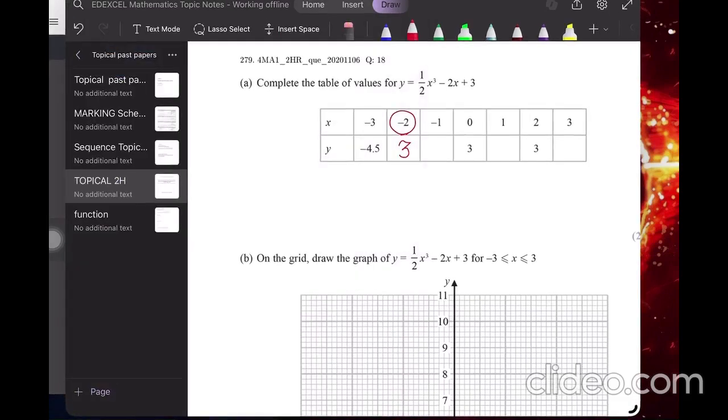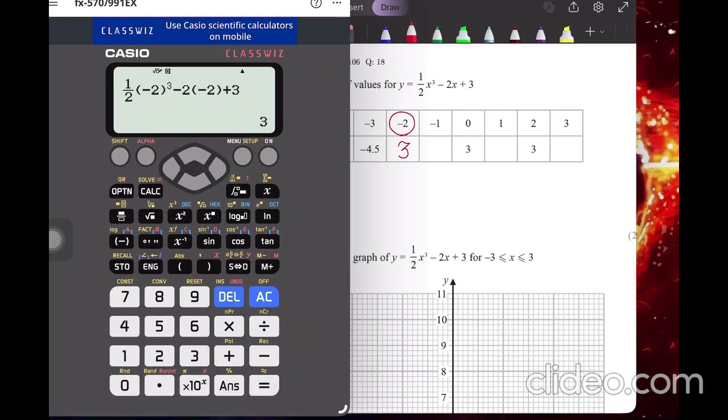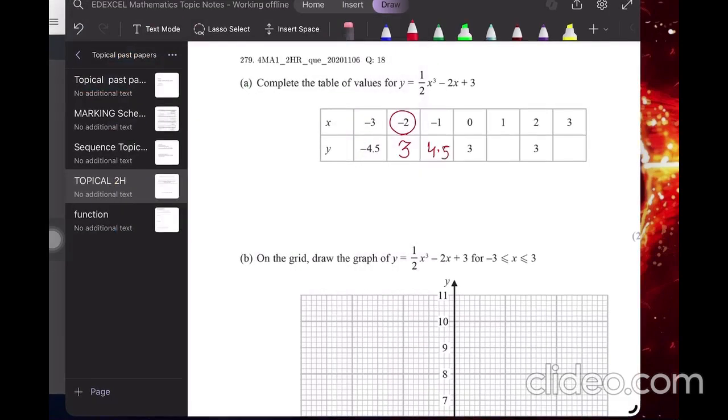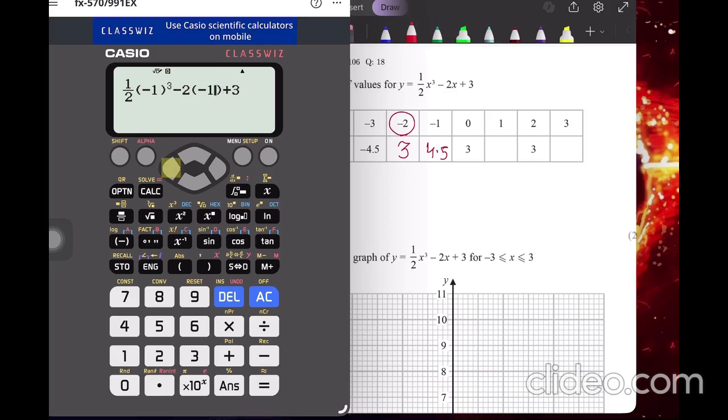So this would be 3, and instead of writing it again, I will simply use the same function and replace my value with -1, because my next value is -1. The whole function remains as it is, and the calculator will do the calculations. So it's 9 by 2, or simply 4.5. So I can write 4.5. Since 0 is already given, now I have to find out for 1.